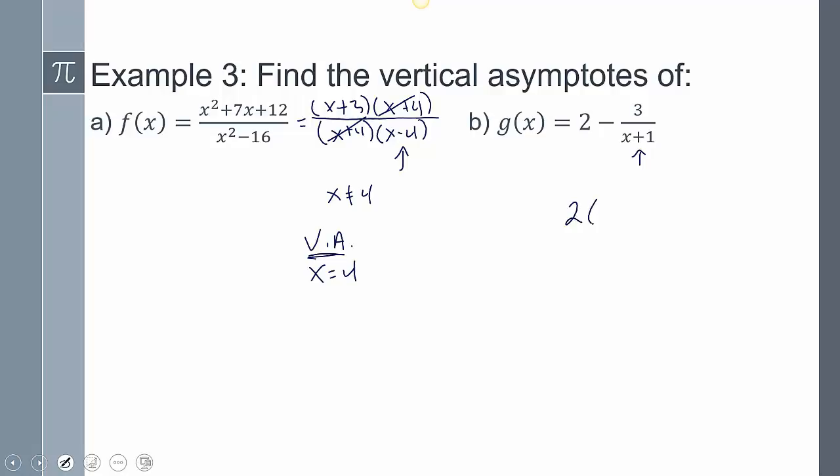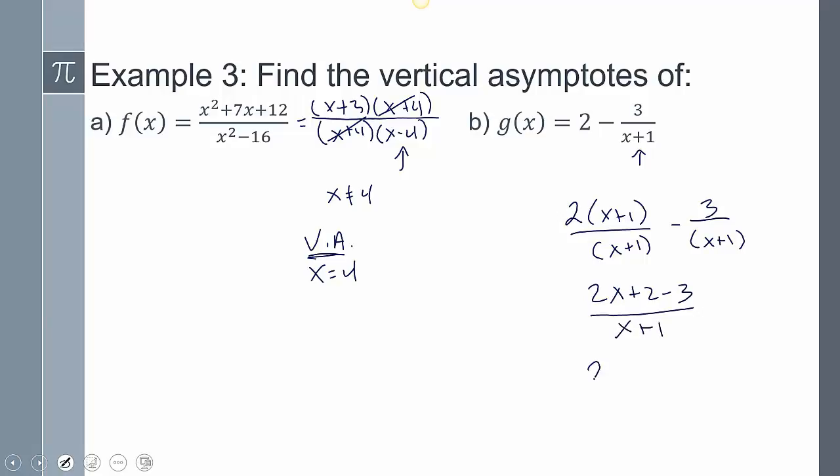And so remember we said that this needed the x plus 1 over x plus 1. And so that gave me 2x plus 2 minus 3 all over x plus 1. So that became 2x minus 1 over x plus 1. Well, nothing's going to cancel out. And so there's my vertical asymptote. X cannot equal negative 1. That's going to be my vertical asymptote there.